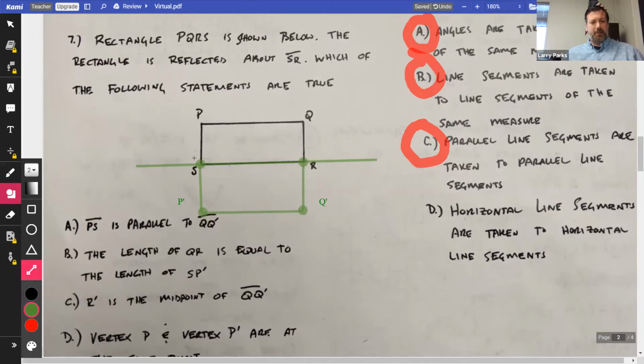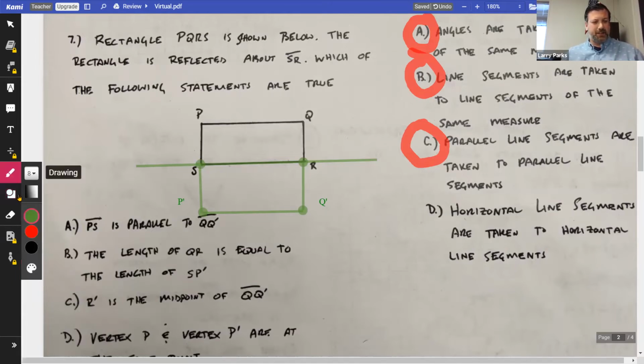So let's read it. PS, that's right here, is parallel to Q prime. So all they're asking, and I'll use yellow, is this parallel to this? Yes, this is true. So yes, that's true.